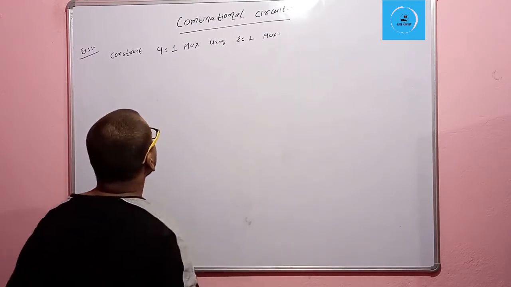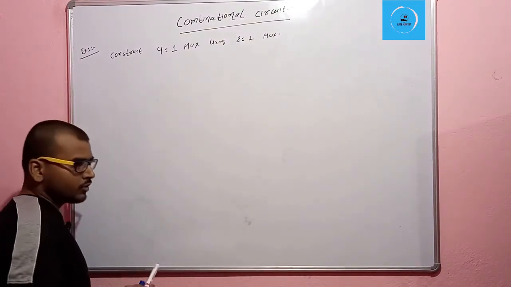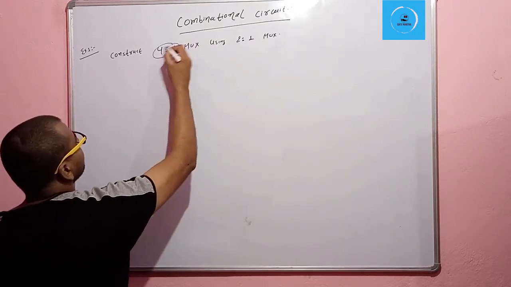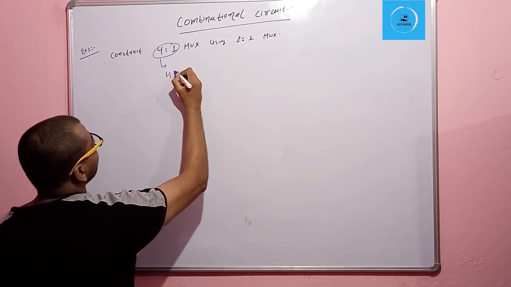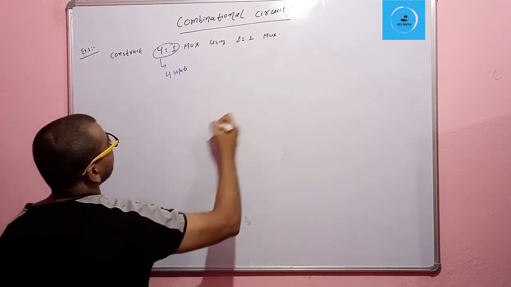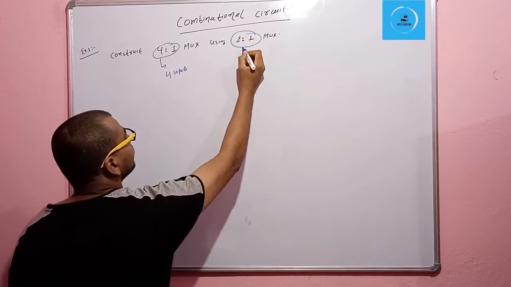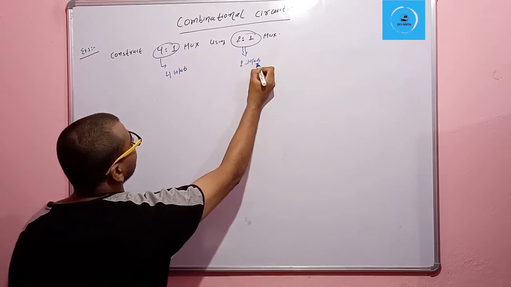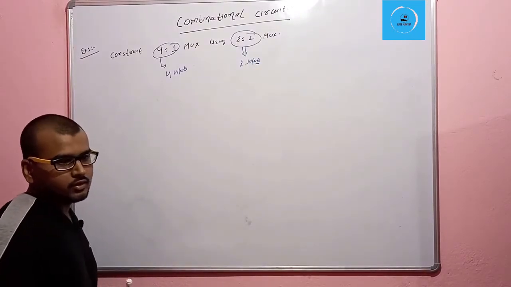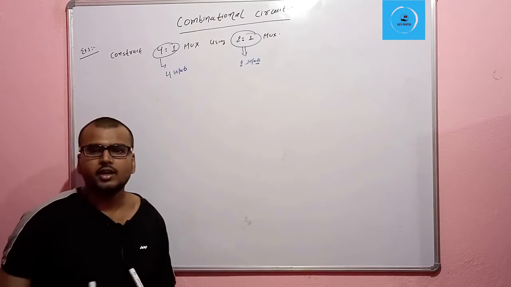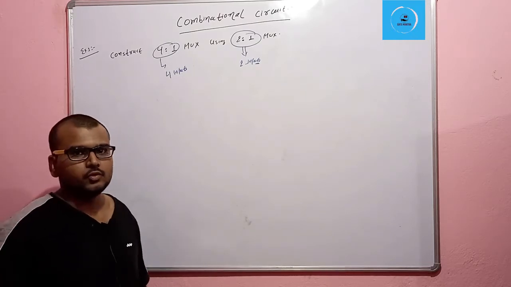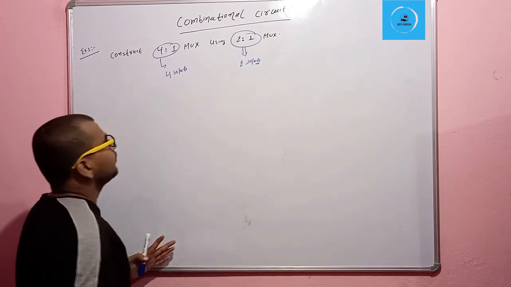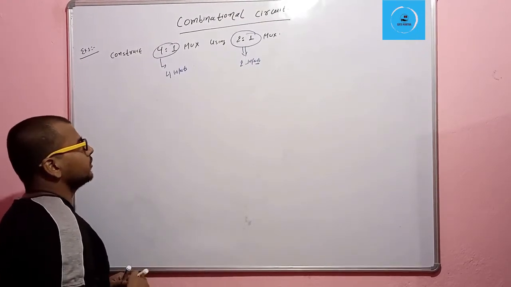Okay, so for constructing the 4 to 1 mux, we need how many inputs? 4 inputs. And here the 2 to 1 mux is available, which means we have 2 inputs. So we need 4 inputs at the first stage, and we have only 2 inputs available. So how are we going to create the 4 inputs? By using 2 to 1 mux blocks.